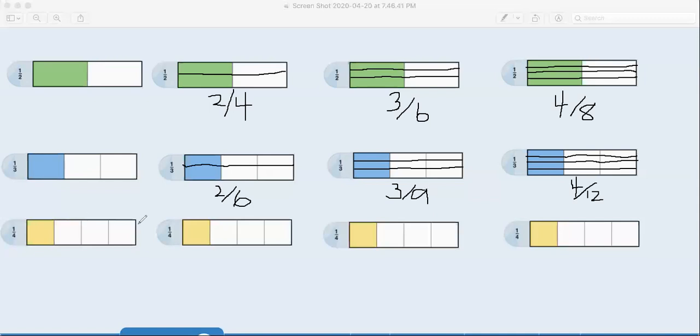Right here at the bottom, we have 1/4. I'm gonna give you about a minute to work it out on your own, all right? So try to see if you could follow the same concept I just followed.